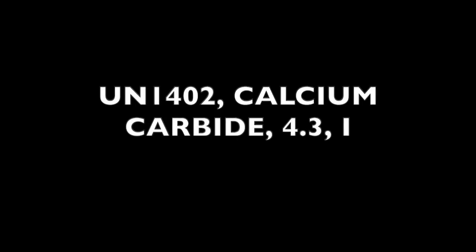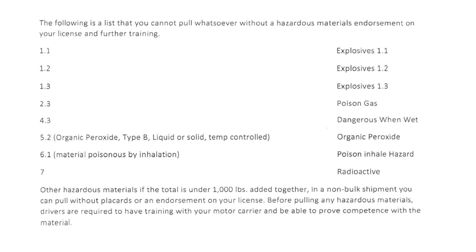Last one. UN 1402, calcium carbide 4.3, Roman numeral 1. What is the hazmat class of this one? Hopefully you said 4.3. If you did not, it's time to stop the video and start over. It's critical you understand this or nothing else you learn in this video will be helpful. If you did say 4.3, take your other sheet. Look to see if it's on there. Ooh, this one is on the list, which means any quantity of that would require placards and you cannot haul it.